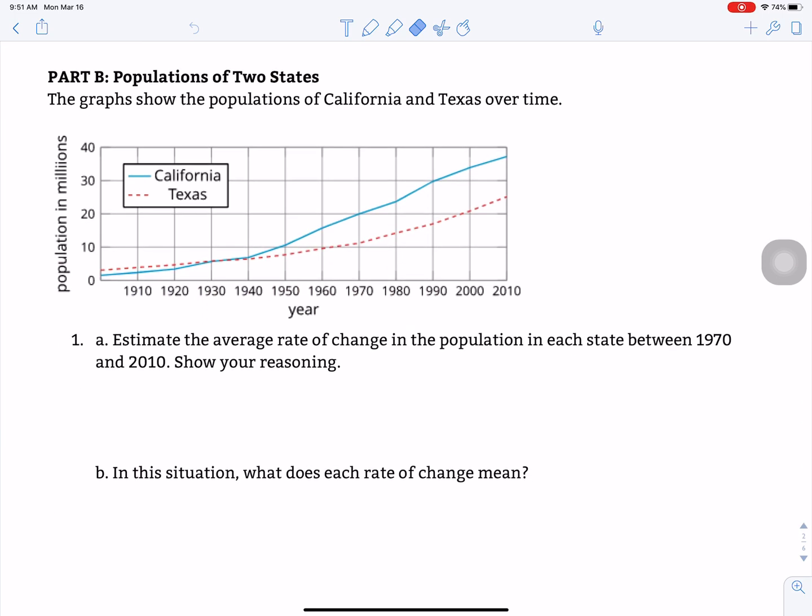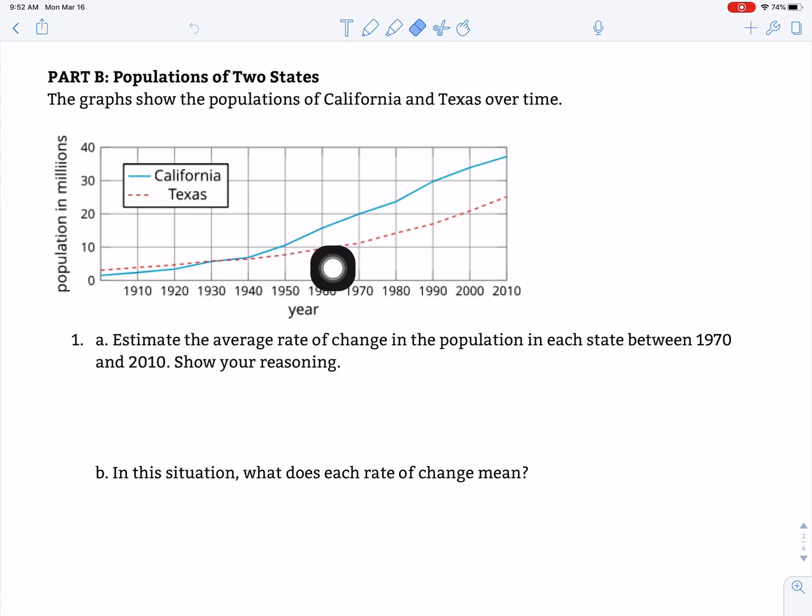We don't have our data in a table format, so now I'm going to be estimating whatever values I'm picking. And then again, that idea, rate of change, is just another way to say slope. And so the steeper the line, the faster something's happening. So if I'm looking at, for example, this blue line here, it is much steeper than the red line here.